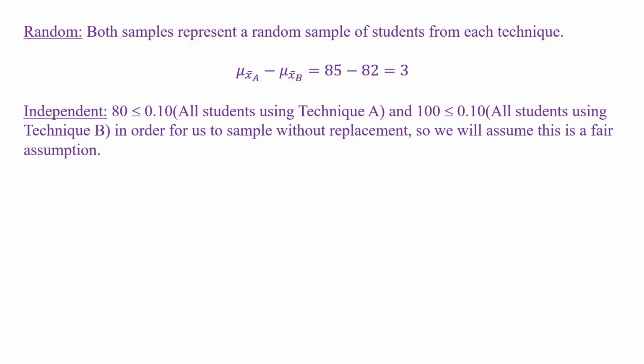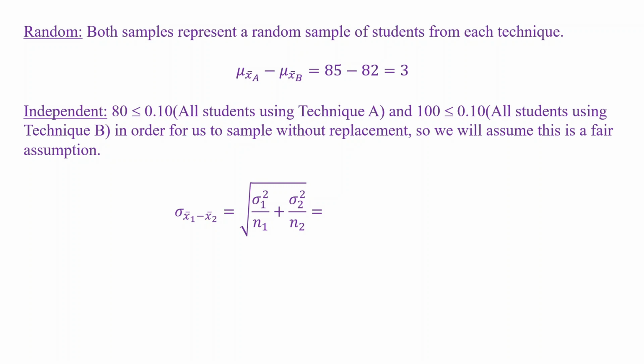So we look at 80 being less than or equal to 10% of all students using technique A, and 100 being less than or equal to 10% of all students using technique B. We will assume this is a fair assumption because, like most problems, we are not given a population size, but we need this to be true in order for us to do that sampling without replacement. So we're just going to assume this is a fair assumption. We show that we checked it, and then we're going to find the standard deviation of our difference.